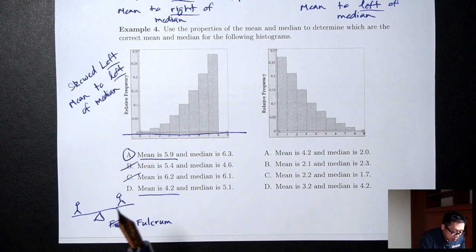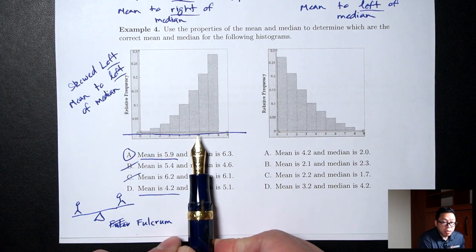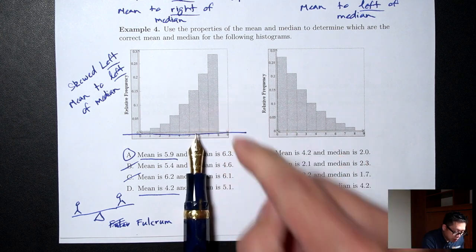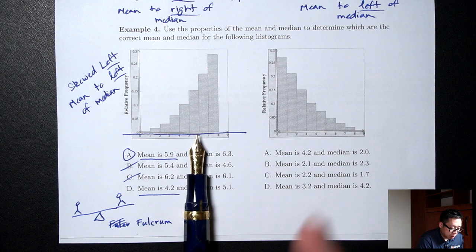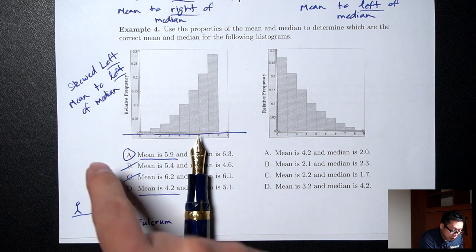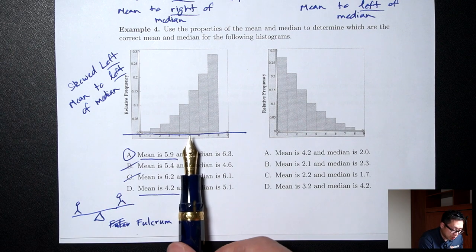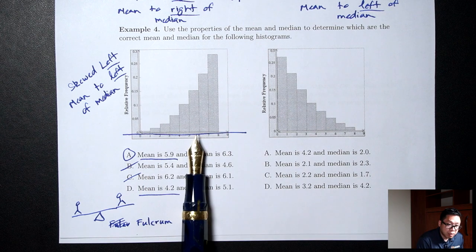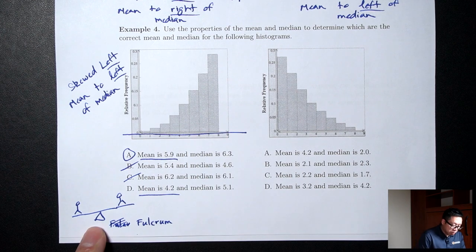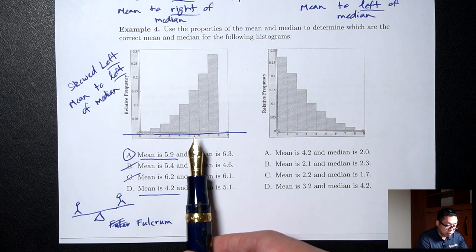The answer is going to be A. At 5.9, which is right here, it has a better chance of balancing, right? Because I have two big blocks on the right side, but on the left side, I have smaller blocks, but I have more of them. So that there's a better chance of balancing at this 5.9, right? The mean is the location where this will balance.